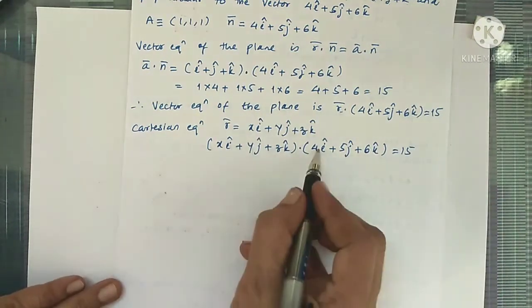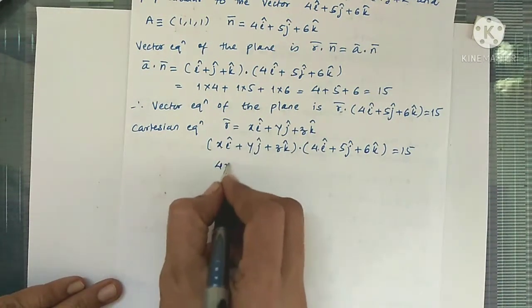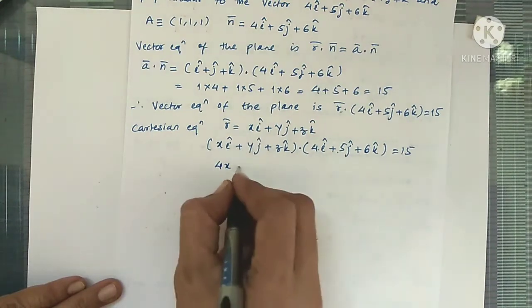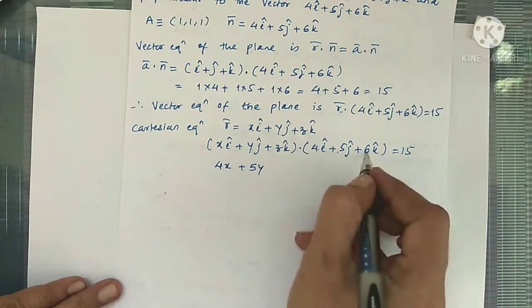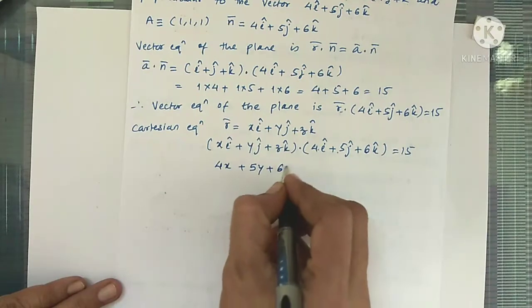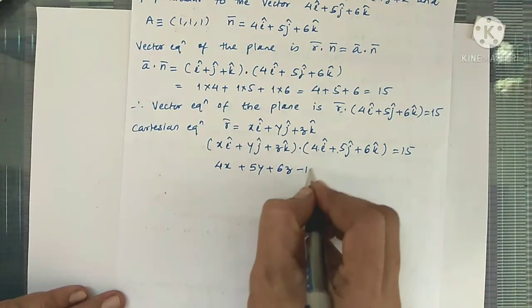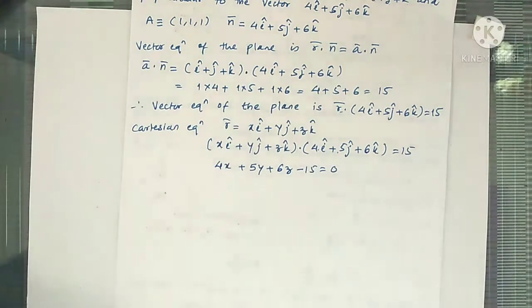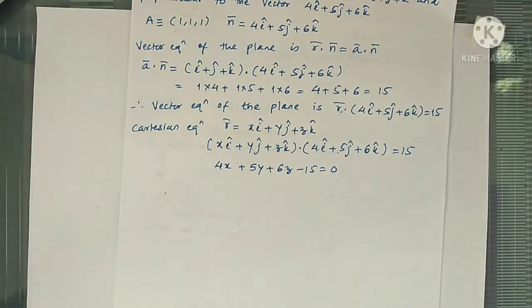So the dot product is 4 into x, next is 5 into y, 6 multiplied by z. So 6z equal to 15, we can write 15 on the left hand side, so that becomes minus 15. So the equation of the plane is 4x plus 5y plus 6z minus 15 equal to 0. Just we have to remember the forms.